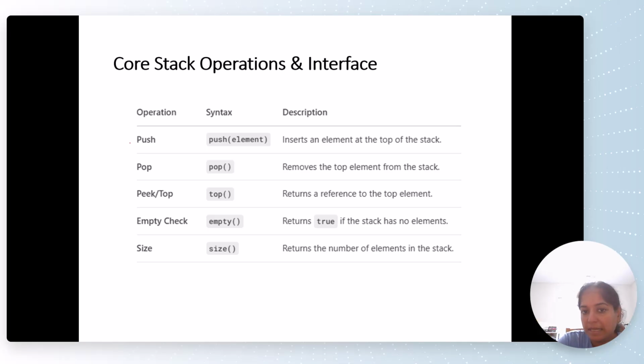Push: inserting an element at the top of the stack. Pop: removes the top element from the stack. Peek or top: it just returns the reference of the top element. It does not remove the top element, whereas pop removes the top element. Empty check: just checks whether the stack is empty or not. Size: the number of elements currently present in the stack.